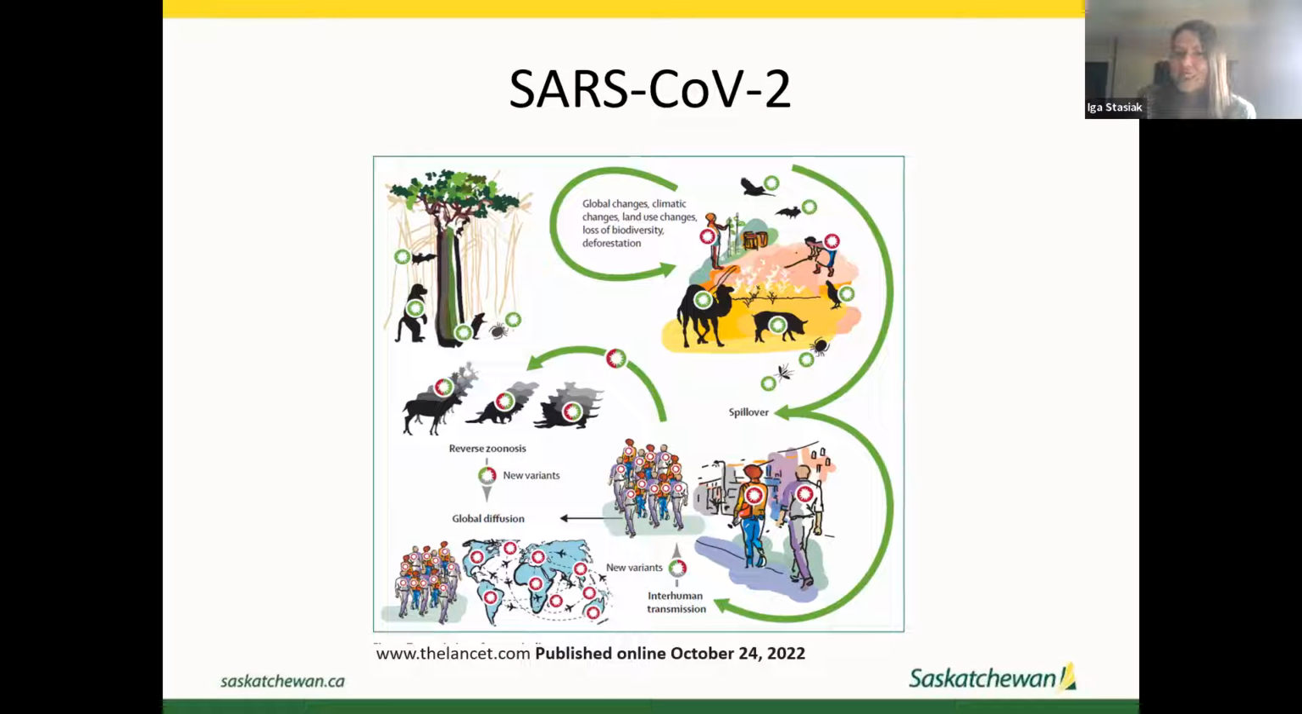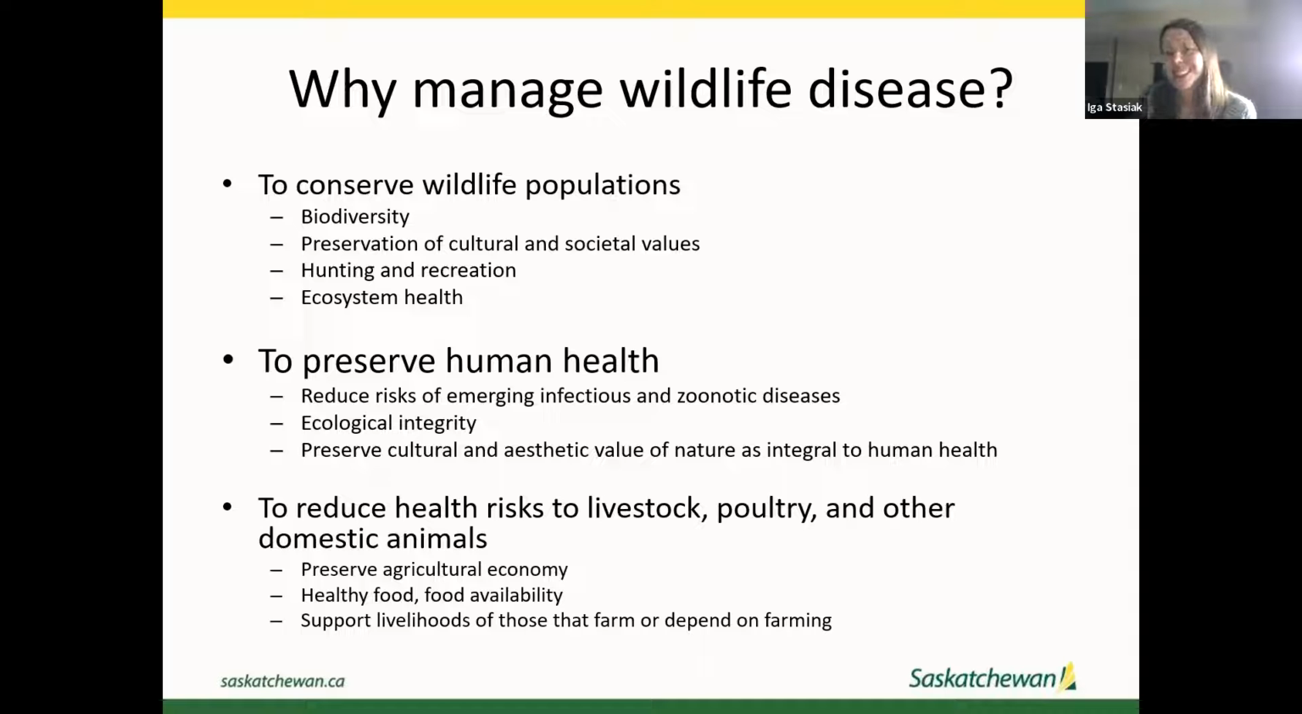And now what we're seeing is the spillback into animal populations. So the disease has now been detected in over 25 different species in 35 countries globally. And that includes domestic species, domestic pets such as dogs and hamsters, but also white-tailed deer, even here in Saskatchewan, where we've seen it in our wildlife populations. So lots of elements to consider as far as what we're dealing with in the wildlife health field.